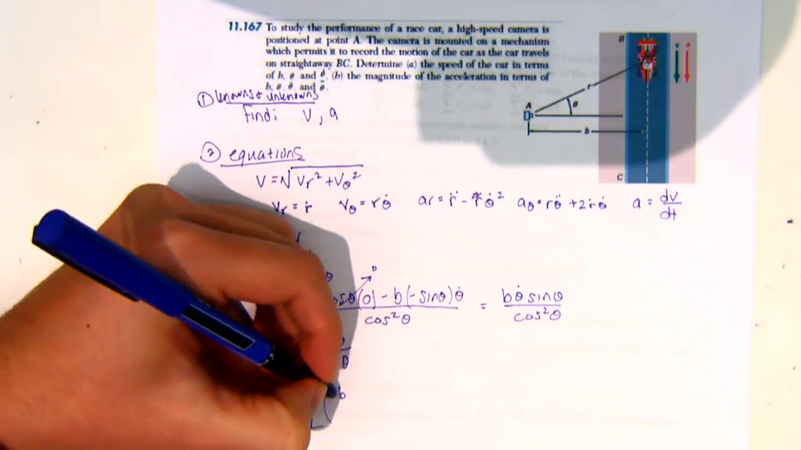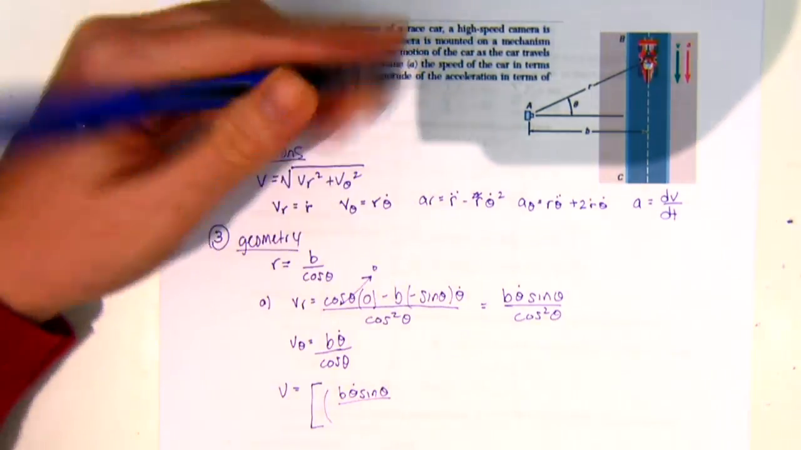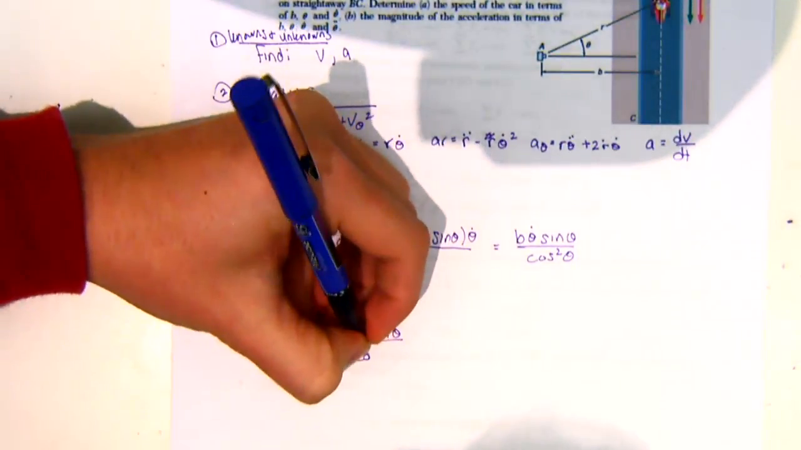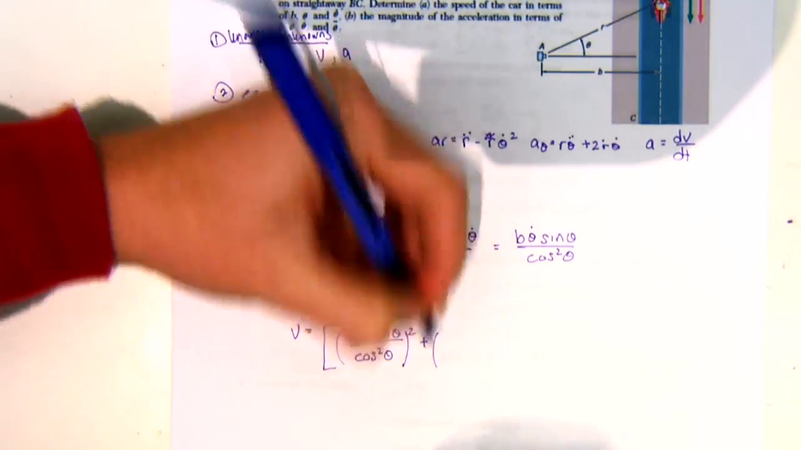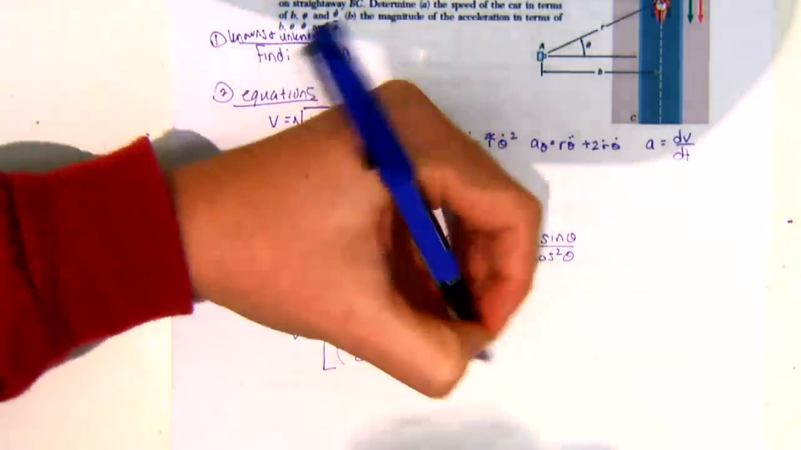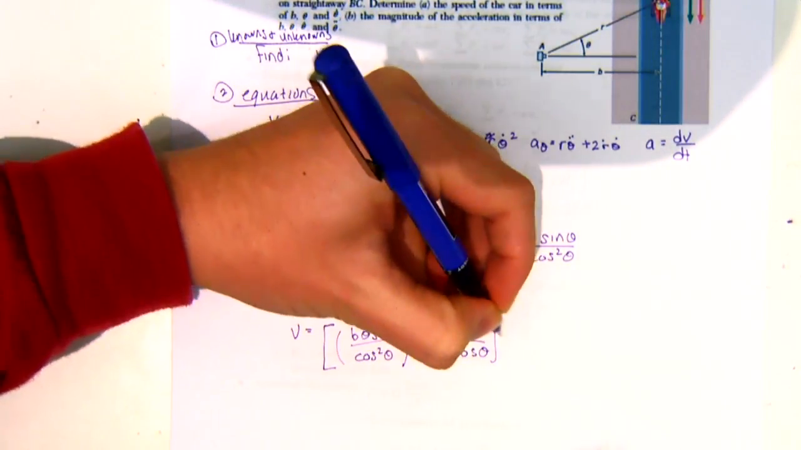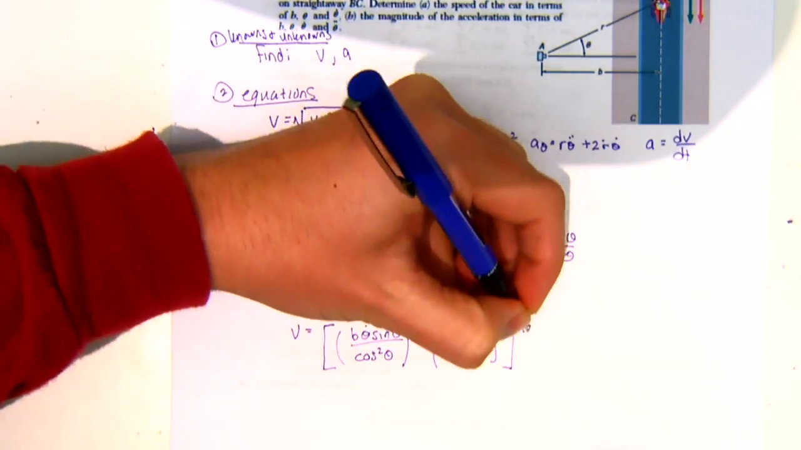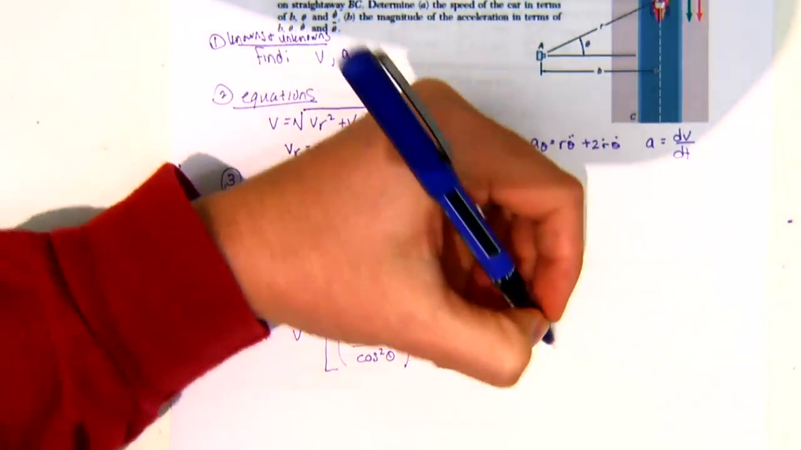We have b theta dot sine theta over cosine squared theta, squared, plus b theta dot over cosine theta, squared. And that's all to the 1/2. Good? So from this expression, I'm going to try to simplify it.